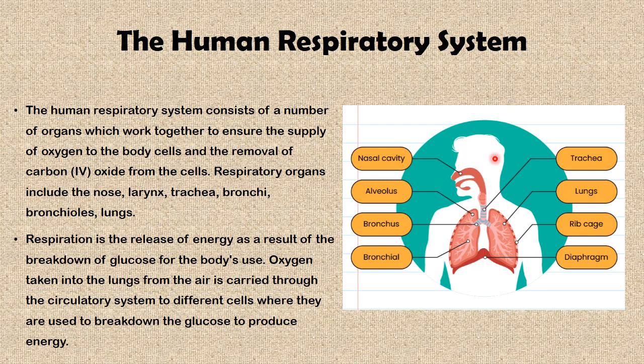So you can see right here, this is the general overview or picture showing the human respiratory system, showing its parts. You have the nasal cavity, the alveoli, the bronchus, the bronchioles, the diaphragm, rib cage, lungs, trachea. All these form the human respiratory system.